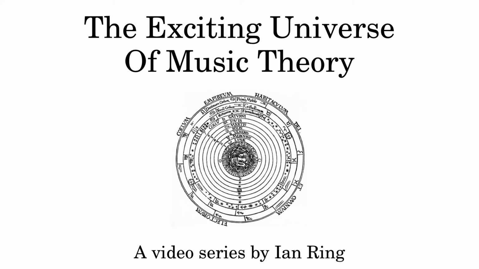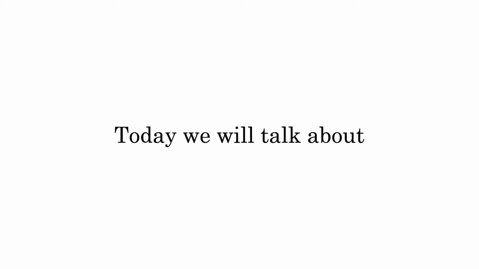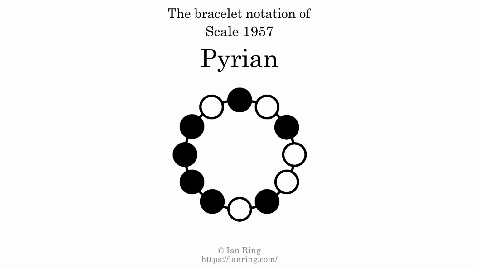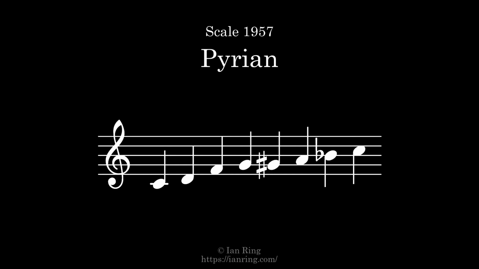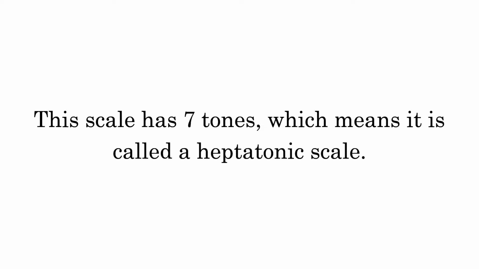Welcome to the exciting universe of music theory. Are you ready to learn? Then let's begin. Today we will talk about scale 1957, Pyrian, which sounds like this. This scale has 7 tones, which means it is called a heptatonic scale.